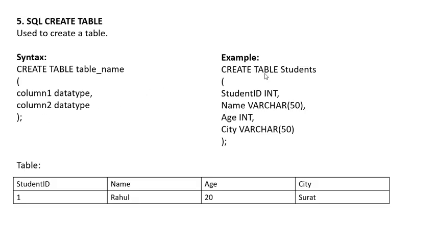For example, CREATE TABLE students, and inside the brackets the column names: student_id with data type INT, name VARCHAR(15), which allows 15 characters, age INT, and city VARCHAR. VARCHAR means a string, and the number inside the brackets is the number of characters allowed. Then close the brackets with a semicolon, and the table is created with student_id, name, age, and city.